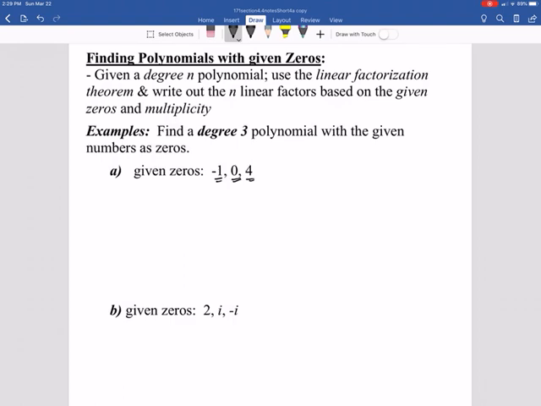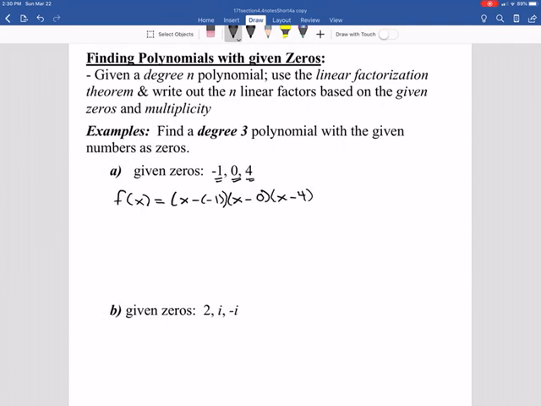So let's give our function here a name. I'll use f of x, write a function of x. And we'll assume the leading coefficient, we can let that be 1. With the first zero, -1, that would produce a linear factor of x minus -1, right? x minus the 0. And the next zero, which is the number 0, produces a linear factor of x minus 0. So again, remember, linear factorization theorem, all zeros come from linear factors of the form x minus that number. So if 4 is a 0, its linear factor would be x minus 4.